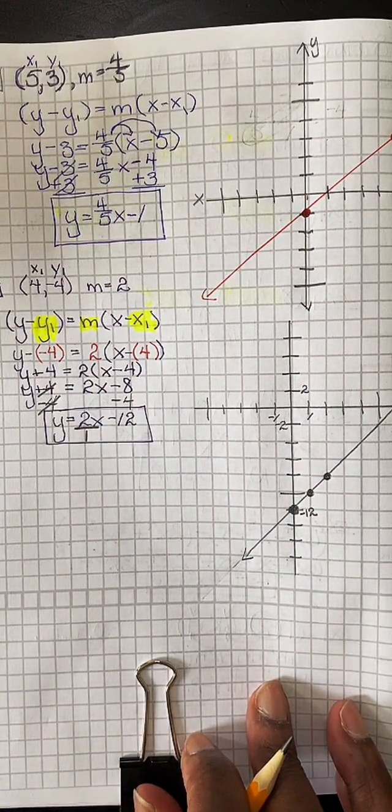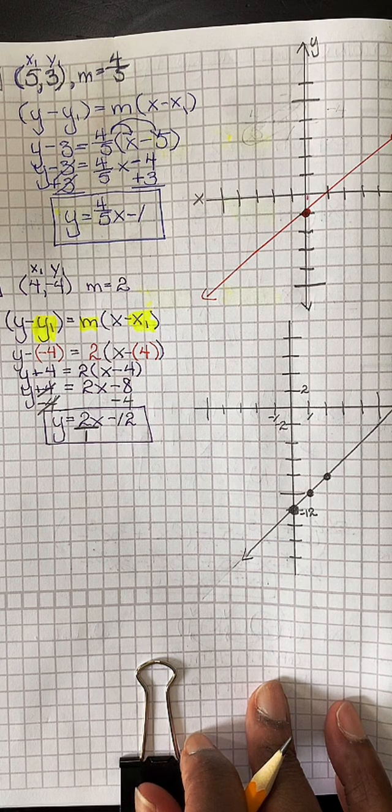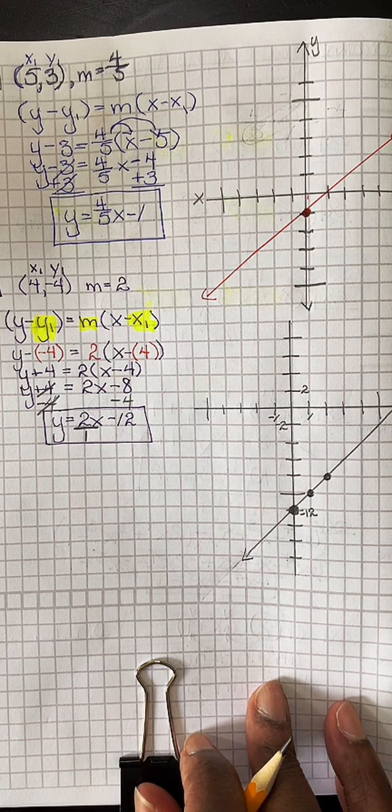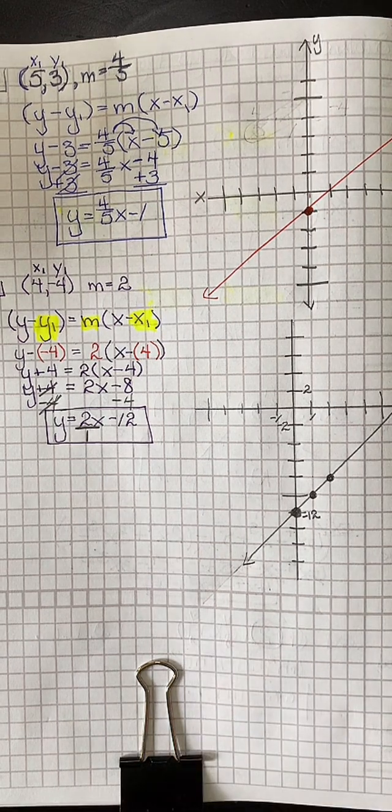Okay. Questions so far? Questions? All right. Yep. So your rise was 2, your run was 1. Good.